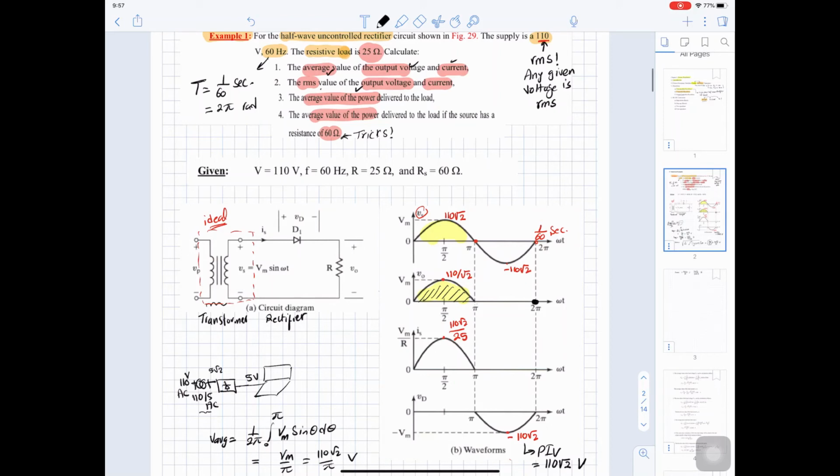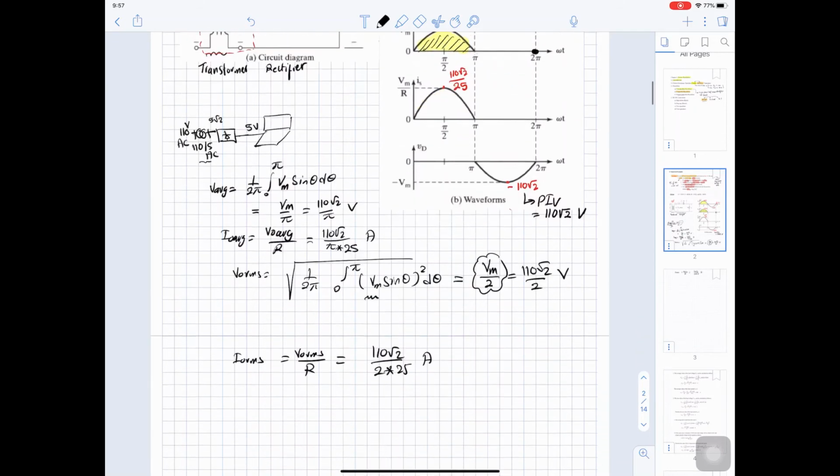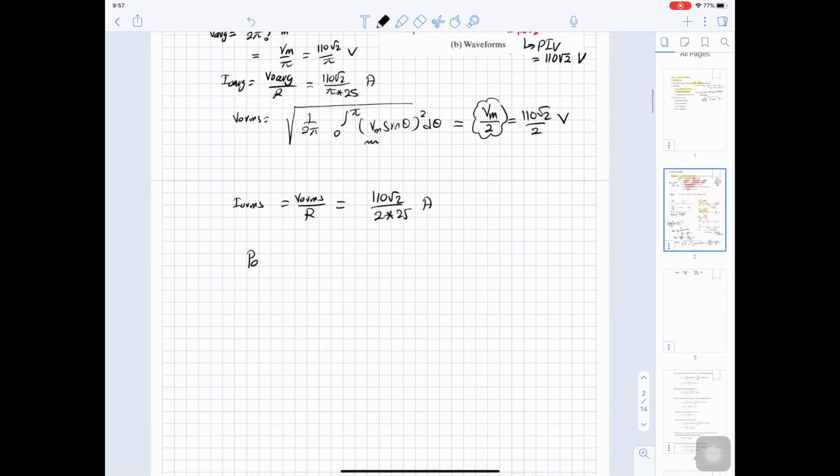Now we need to find the average value of the power. So as we mentioned last time, P out average is V out RMS squared divided by R, equal to 110 root 2 divided by 2, this is V RMS, squared divided by 25 watt. So we can find P out average.